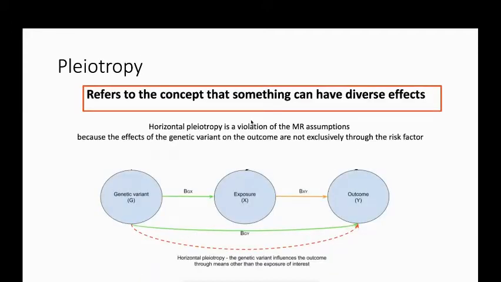Going back to our directed acyclic graph, again, horizontal pleiotropy is an alternative pathway for how the genetic variant G can affect Y, other than through the exposure X. And that's a breach of the MR assumption, because we're no longer sure how the genetic variant G is influencing the outcome. Could it be through the exposure, or could it be through an alternative path?